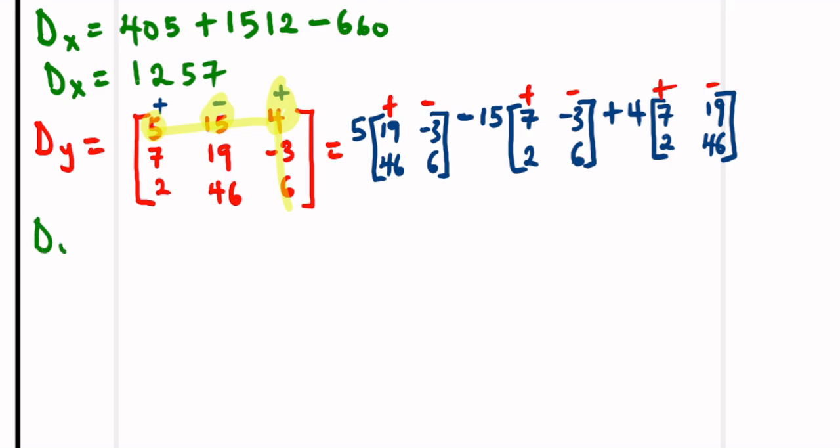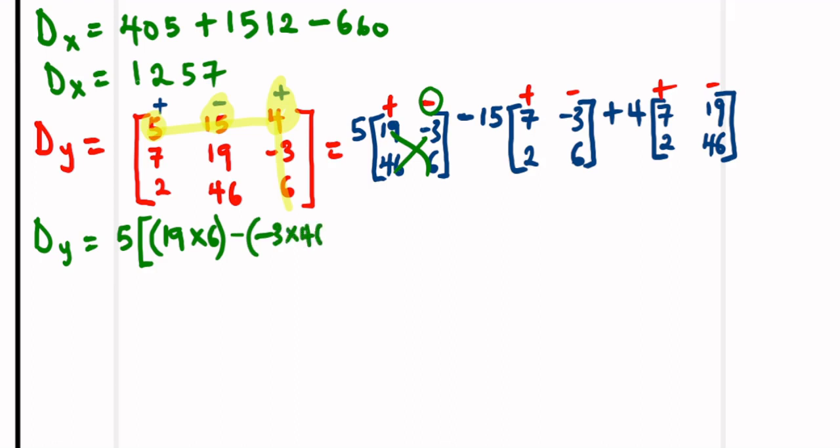dy is going to be equal to 5 in a square bracket. The first diagonal there is 19 times 6. We close the bracket, we have this minus here. So minus, the second diagonal is minus 3 times 46. We'll close this square bracket. We'll move to the next one. The next one will have minus 15. Then our square bracket, the diagonals, 7 times 6.